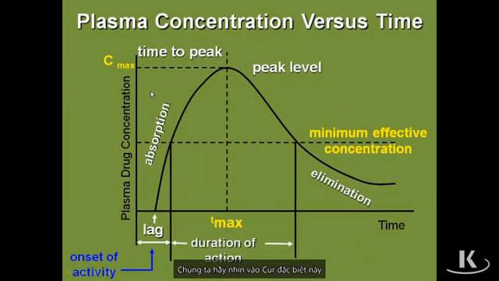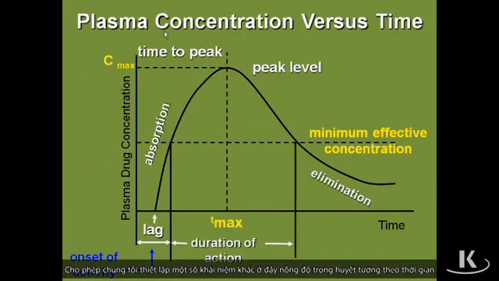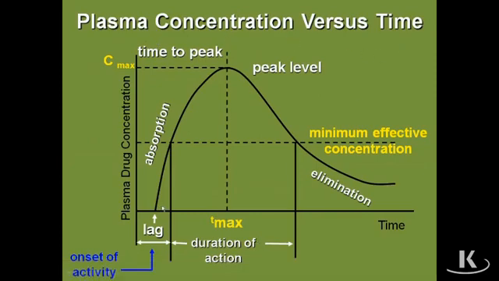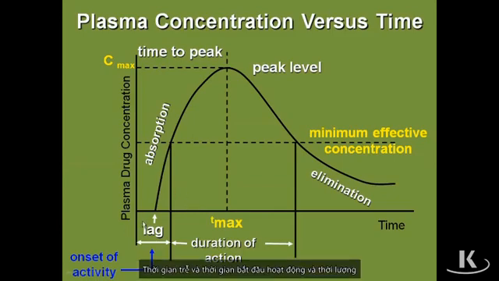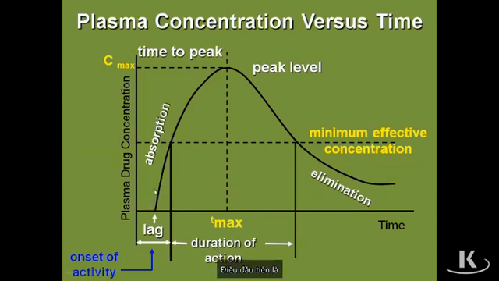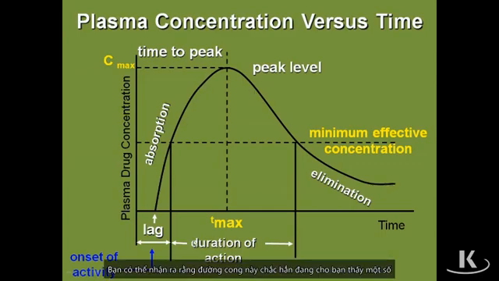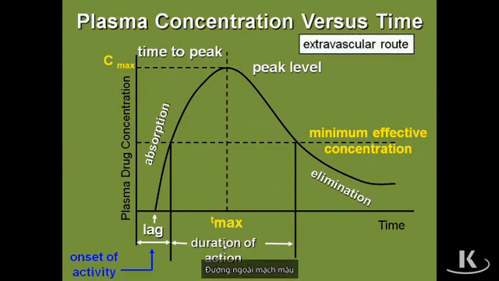Let's look at this particular curve. It'll allow us to set up some other concepts here. Plasma concentration versus time. When you think about this particular graph, there are a few terms here like lag time and onset of activity and duration that you need to be comfortable with. First thing is, when you look at the shape of this curve, can you recognize that this curve must be showing you some extravascular route? How do you know it's extravascular?